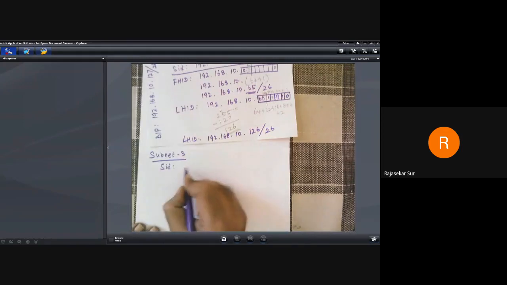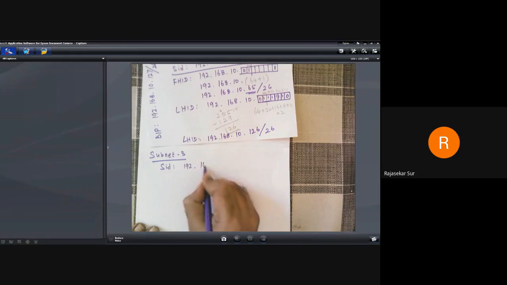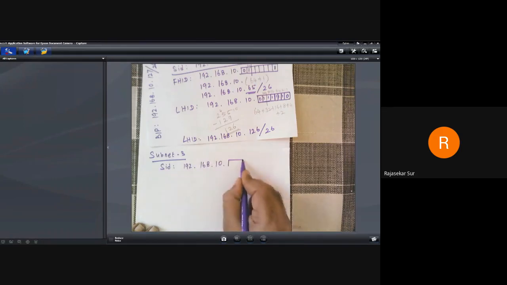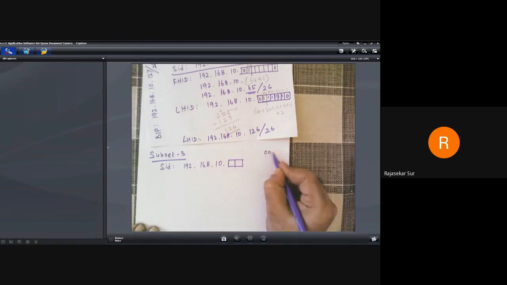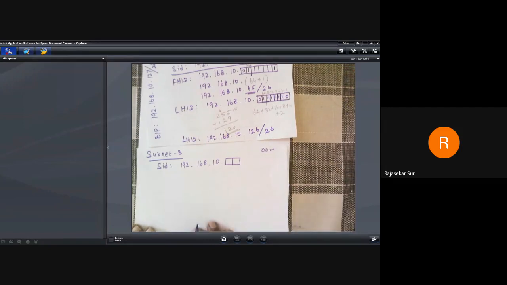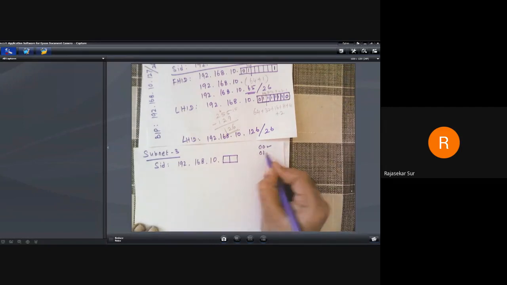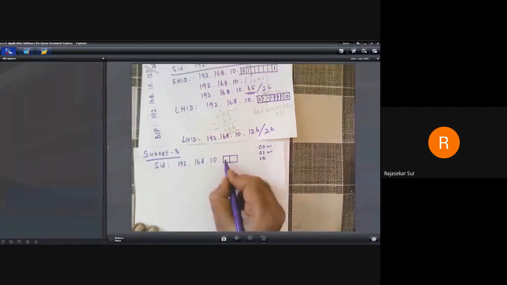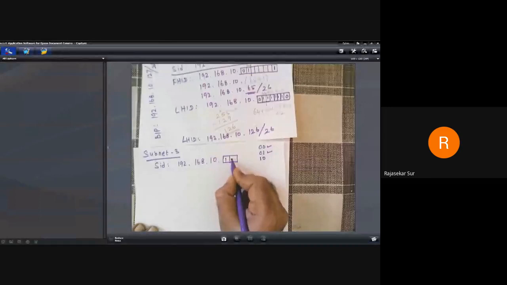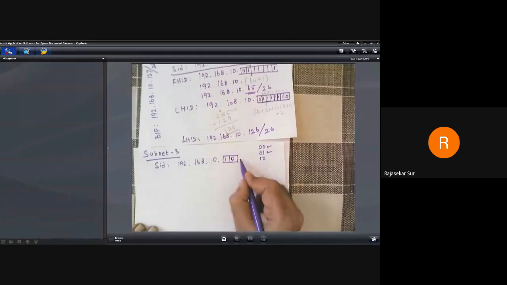So the first part is 192.168.10. We borrowed 2 bits here. This is the third subnet. We already used 0,0, the first subnet, and 0,1, the second. We already used these binary possibilities. Now we are going for 1,0. This is the third subnet. So this position is 0, this is 1, and this is 0. Here we have another 6 bits, all 0.